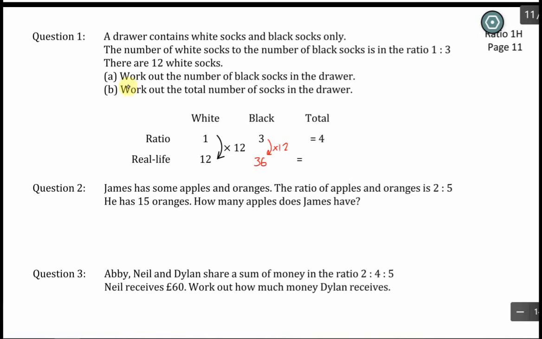And part B, work out the total number of socks in the drawer. We could either just add together 12 and 36 to get 48, or we could have used the fact that there are 4 parts altogether and 4 lots of 12 are 48.